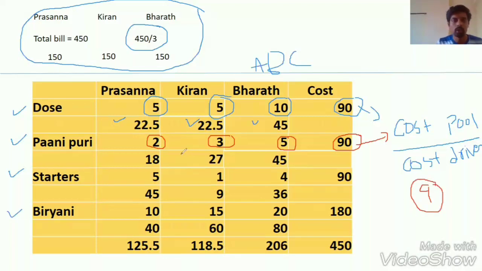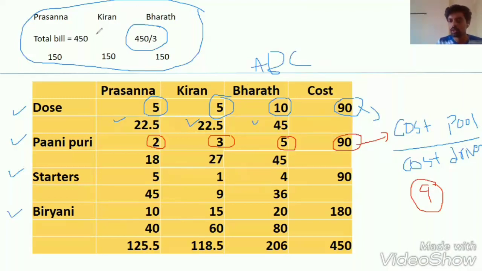So multiply this cost rate with the number of activities. 2 activities into 9, 18 rupees. 3 activities into 9, 27. 5 activities into 9, 45. So this is how the cost is found out under ABC costing. This is activity based costing.